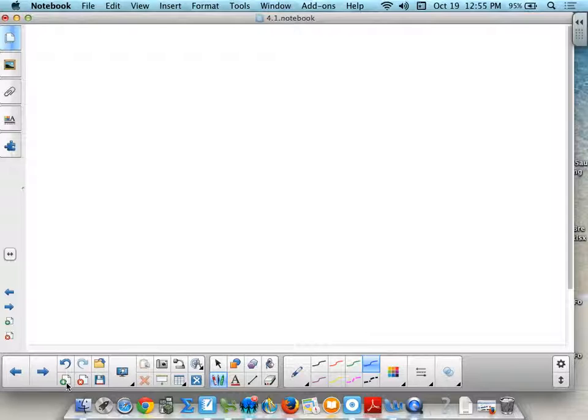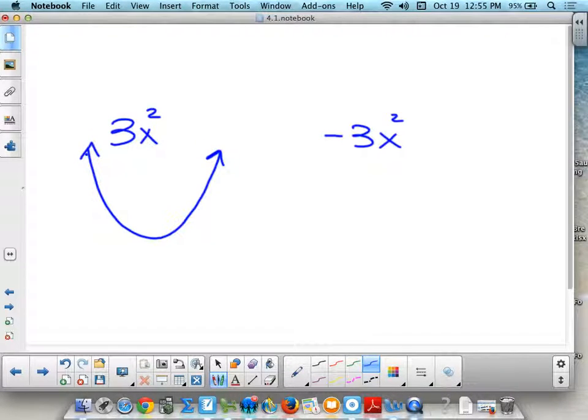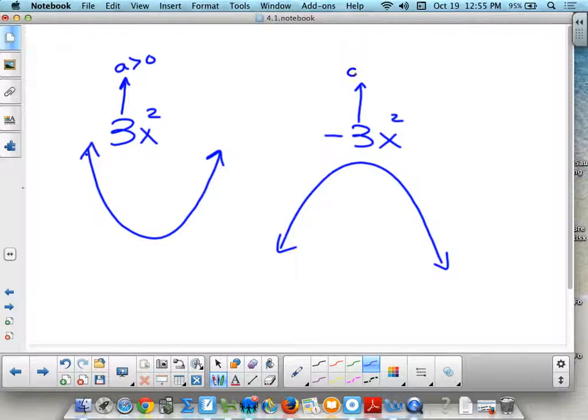So here, let me just try this. Here's a 3x squared, and here's a negative 3x squared. Which one goes up? This one or that one? 3x squared goes up. How come? Because this a value is greater than 0. This one goes down. How come? Because this a value is less than 0. That's as simple as I can make it for you.